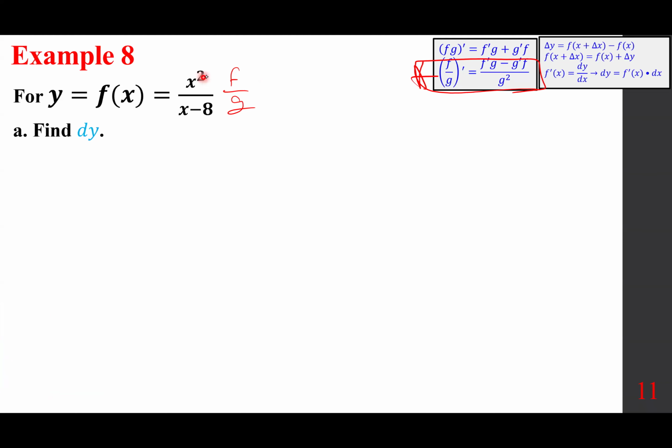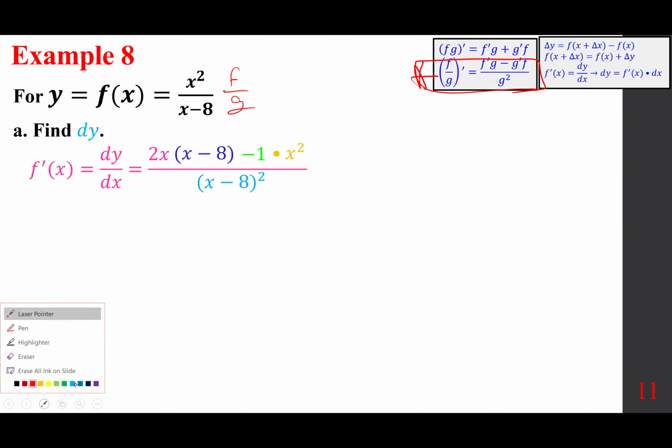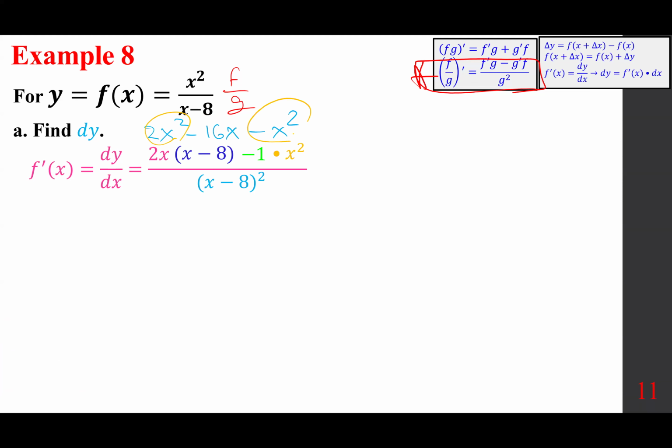So f prime is 2x times g, just write it x minus 8. Minus g prime, the derivative of the bottom is just 1 times f, which is x squared. And just write the bottom and square it, x minus 8 quantity squared. So we are going to distribute the 2x, and we get 2x squared minus 16x minus x squared. We can put these two together to get x squared. And that's f prime of x.